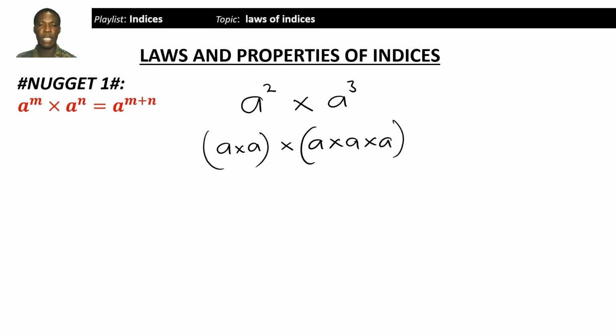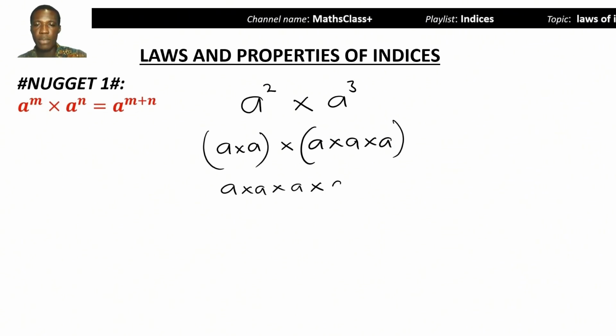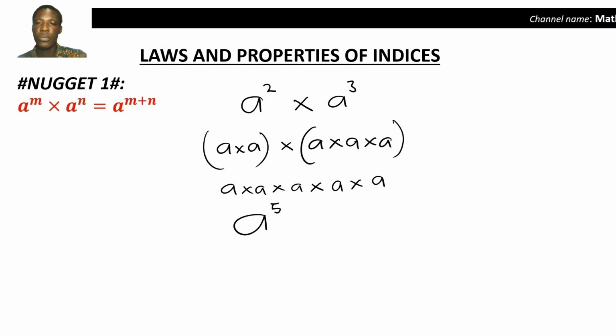So now we are doing multiplication. We are multiplying what's in the first bracket by what is in the second bracket. So that gives us a times a times a times a times a. And if you are to rewrite this in index form, we're going to have a to the power 5.